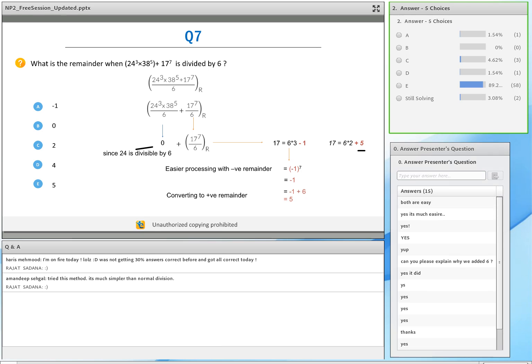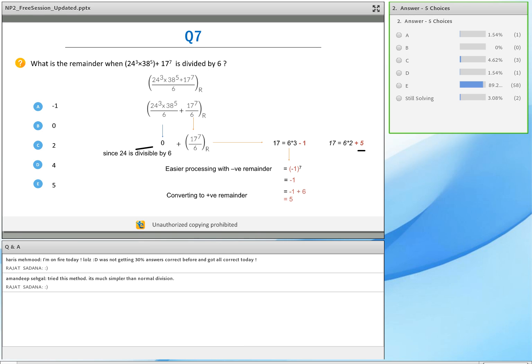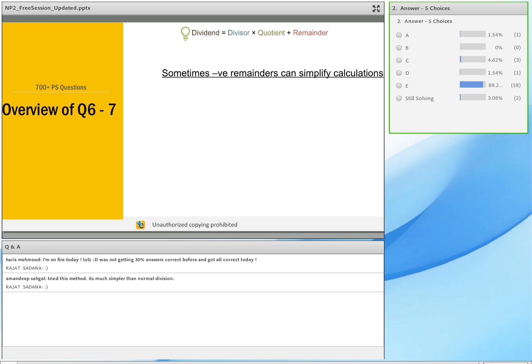So now I think we are ready to solve the 700 or 750 level data sufficiency questions. But the core thing over here is the whole concept is still dividend is divisor times quotient plus remainder. We are just getting better at visualizing how to apply this concept. We're getting more comfortable with it and more confident about it. And the more confident we get, the more belief we have in our ability, the easier it becomes to solve questions.